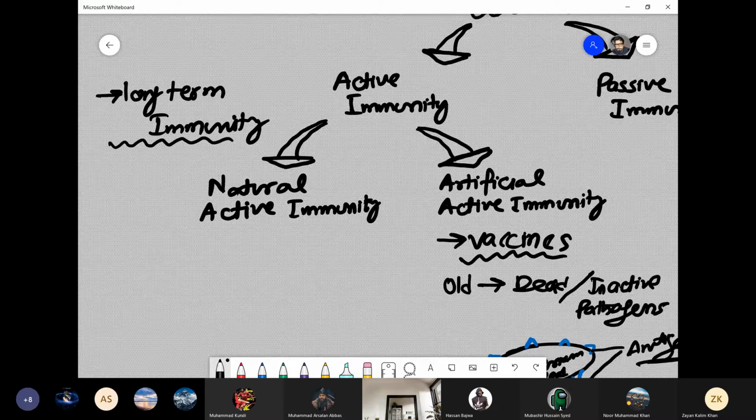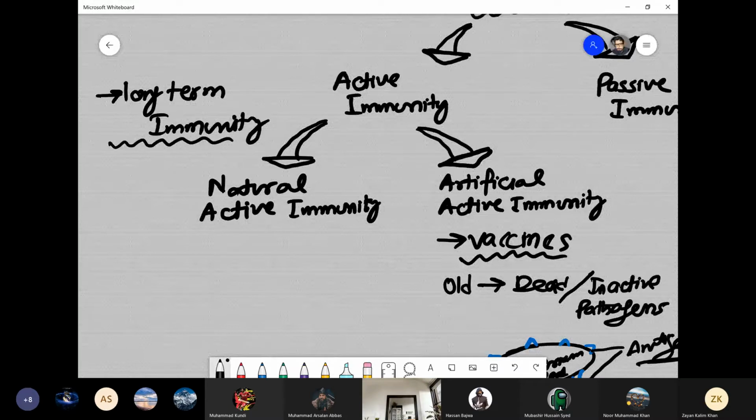Now, when I was in grade 3, I got chickenpox. I am 104 years old now. I never got the chickenpox again. Why? Because what happened? My body developed these memory cells.